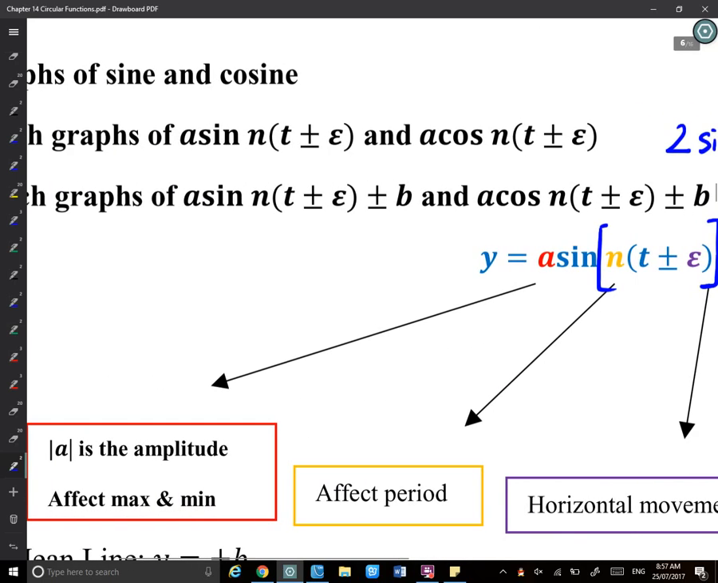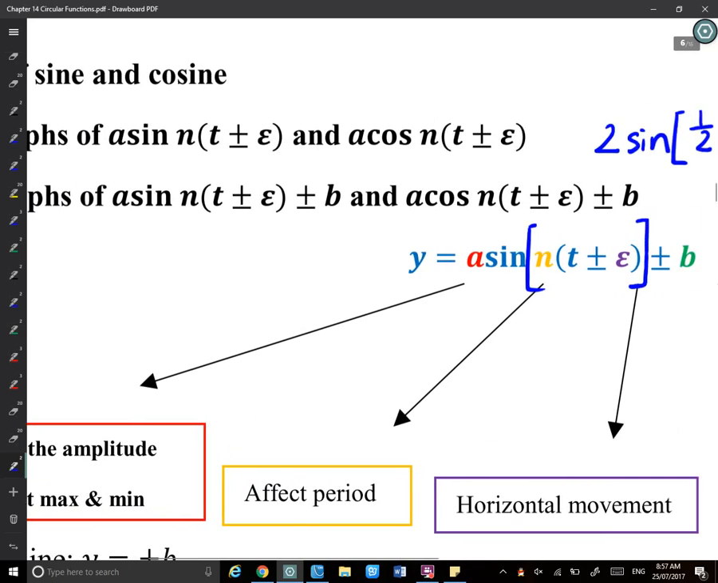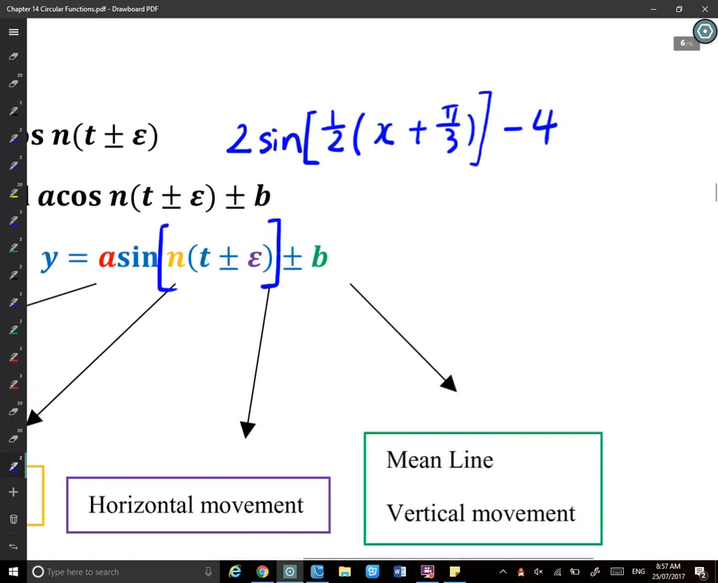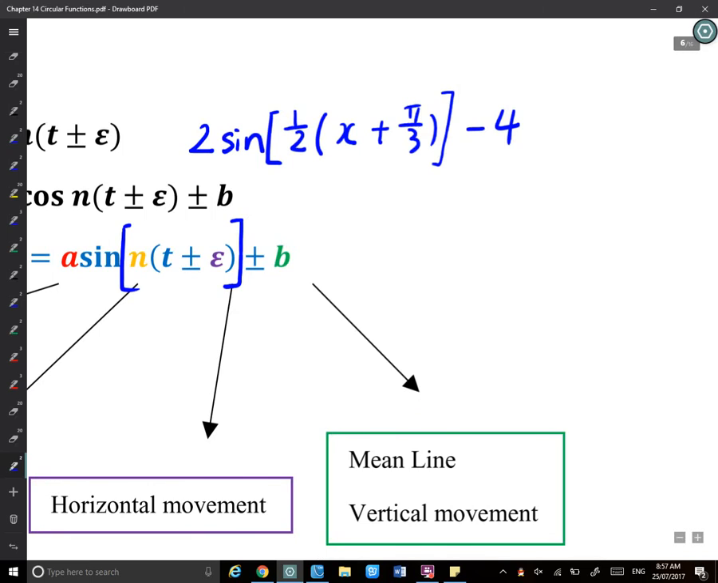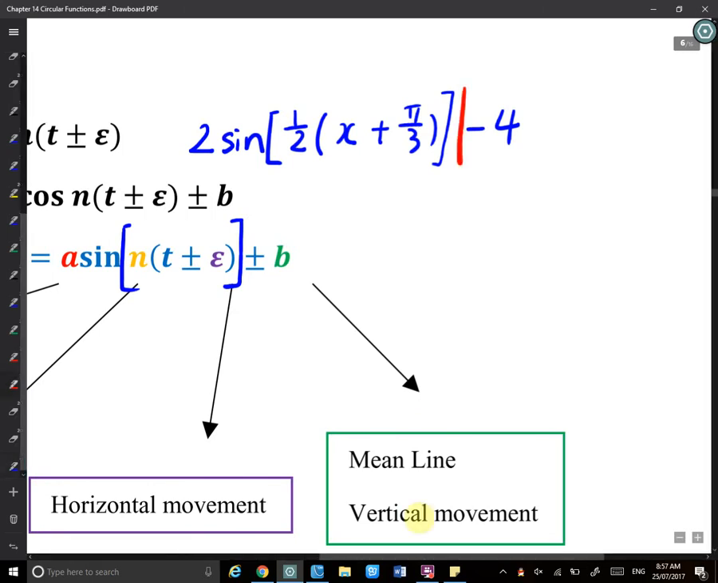This a value represents amplitude. It will affect the mean or maximum or minimum. Okay, so what is amplitude? Let's not think about that first. Let's think about the last number first. Minus 4. What is this minus 4?